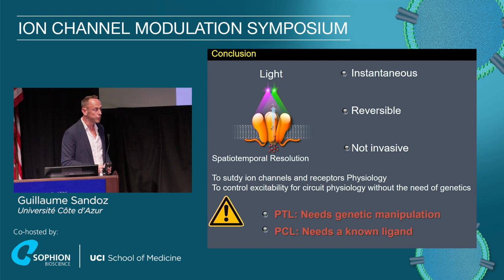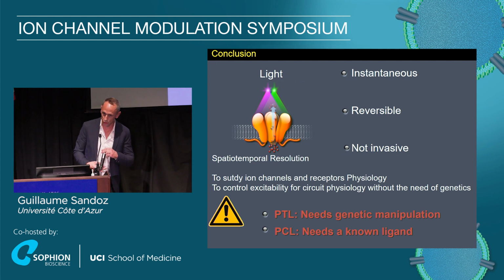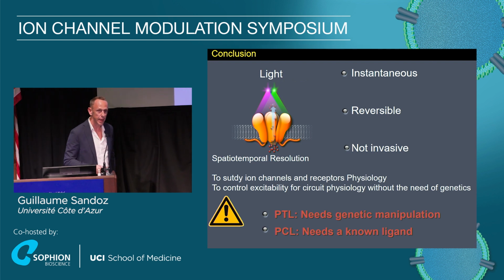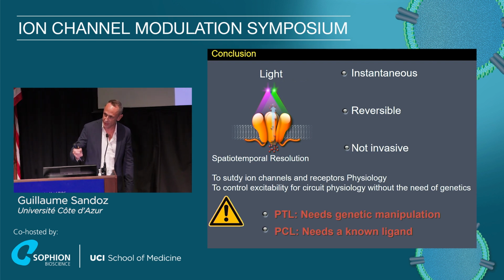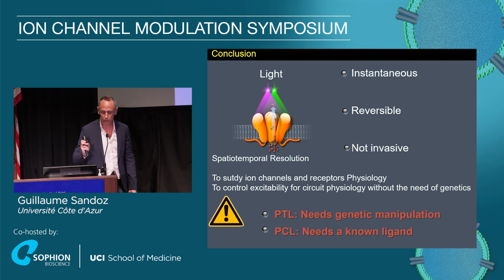Therefore, I showed you two possibilities to remote control the activity of your channel or receptor under investigation. The first one is a photo-tethered ligand. This means that you have to use genetics to be able to use it. And the second one is cool because you don't have to use genetics, but you need to have a ligand to start your experiment. Without a ligand, you cannot do this kind of experiment.